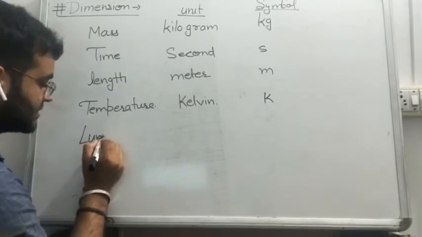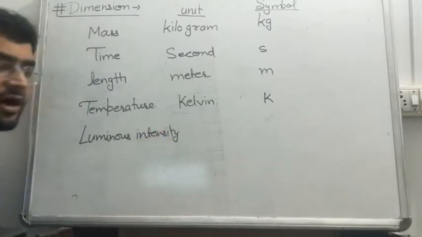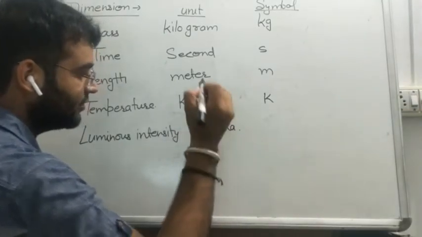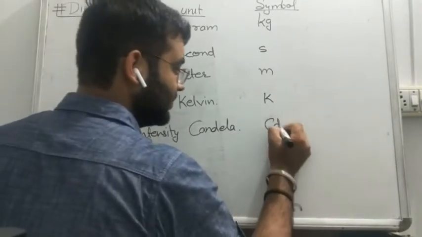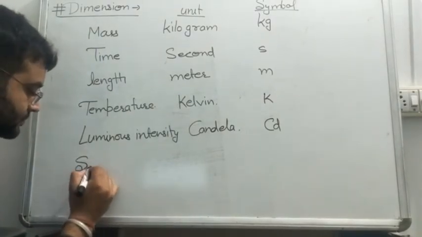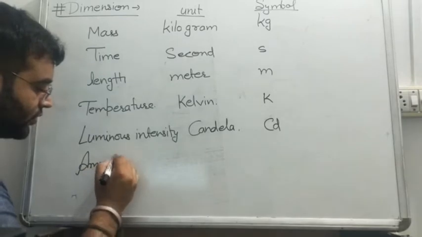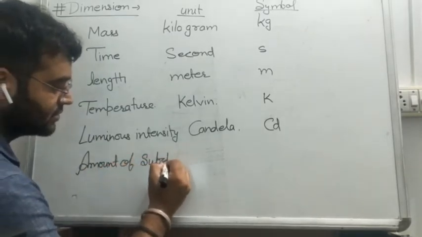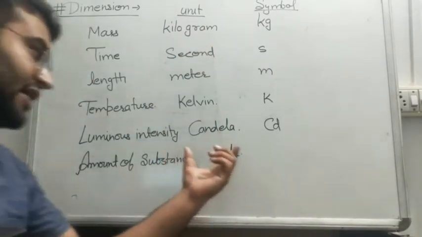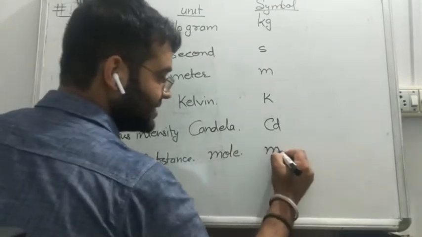If we discuss about luminous intensity, it means intensity of light, how luminous that light is or not. For this you use the unit candela and the symbol is cd. The same thing, if you measure the amount of substance, then you use the unit mole. I think you all read about mole in earlier classes in chemistry. Okay, then for mole the symbol is mol.